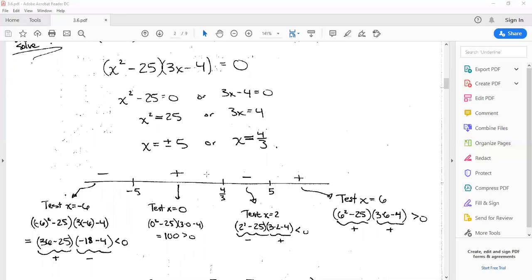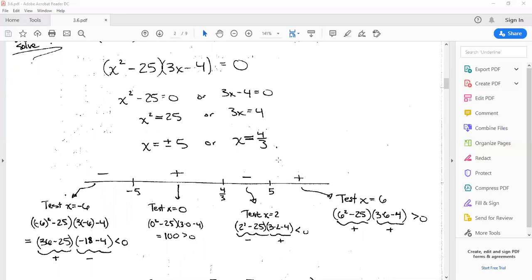OK. Next on the list is the interval between 4/3 and 5. My favorite number in between 4/3 and 5 is x equals 2. And so we can evaluate our factored polynomial there. We have 2 squared minus 25, which is a negative number, and 3 times 2 minus 4 is a positive number. So that product is negative. And therefore, the polynomial is negative all throughout this subinterval from 4/3 to 5.